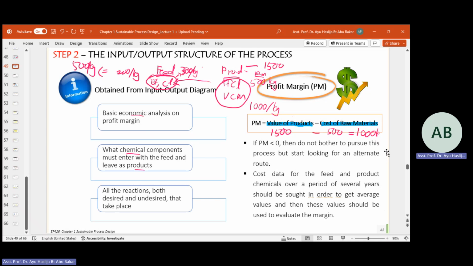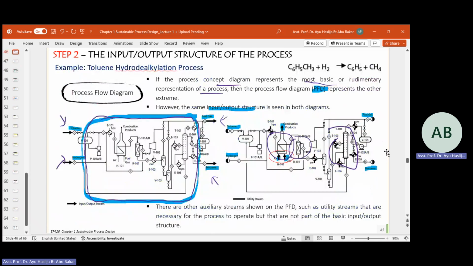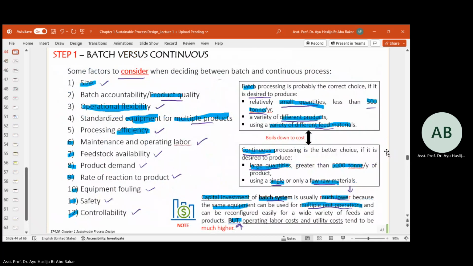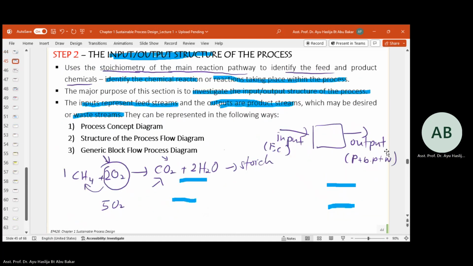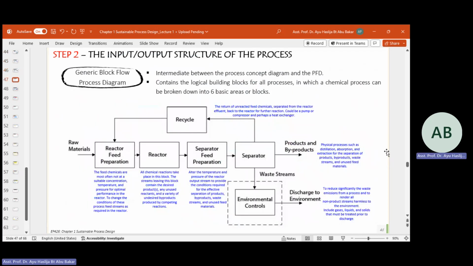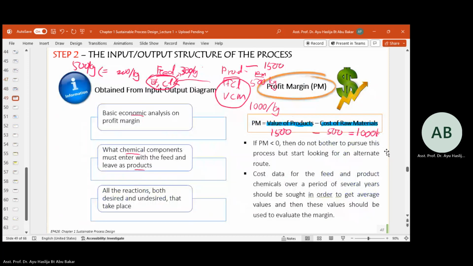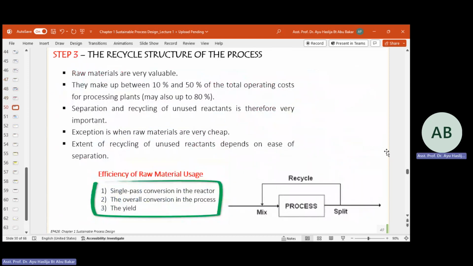Identify whether your process is batch or continuous. Step 1. Okay, batch versus continuous. Which one is suitable to your process and power plant? Step 2 is the input-output structure. Identify what is your feed and product. Okay. Now we go to step 3, the recycle structure of the process.